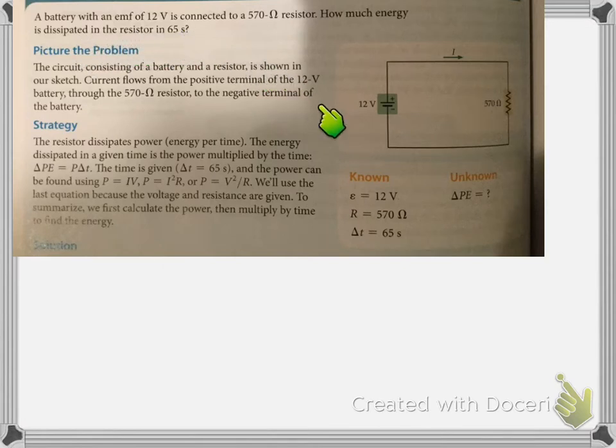All right, so if you go through what you know, we know electromotive force, which we said is the same thing as potential difference or voltage. They're all interchangeable for these problems. So I know that V is 12 volts. I know I have a resistor that has a resistance of 570 ohms. This takes place over 65 seconds, and we want to know the change in potential energy.